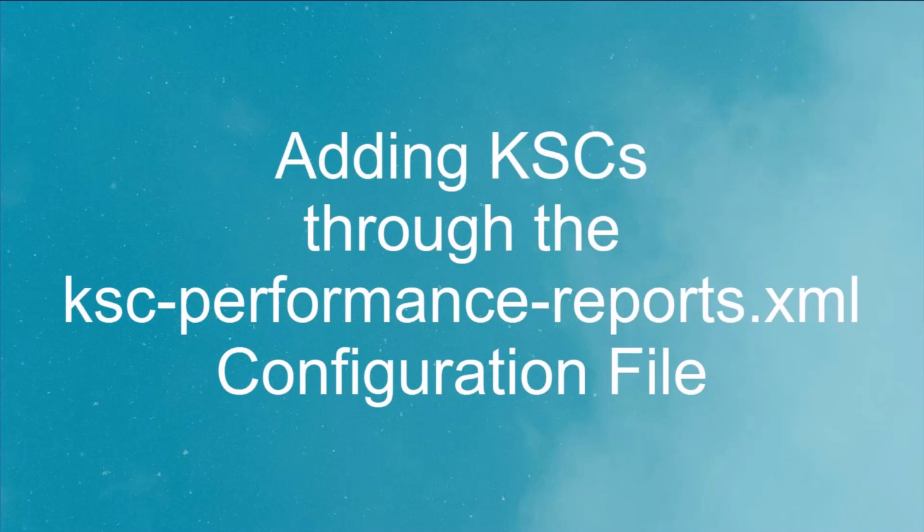KSC report configurations are stored in the file ksc-performance-reports.xml. This is a text file that can be directly edited to speed up the creation of KSCs. The task is to create a Random 2, Random 3, and Random 4 KSC based on the Random 1 KSC.